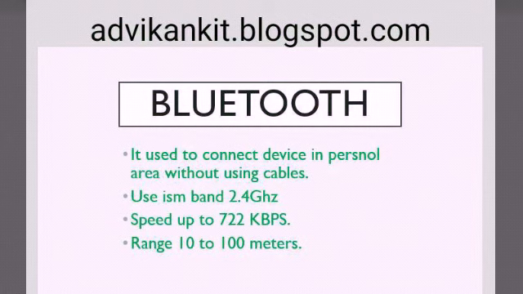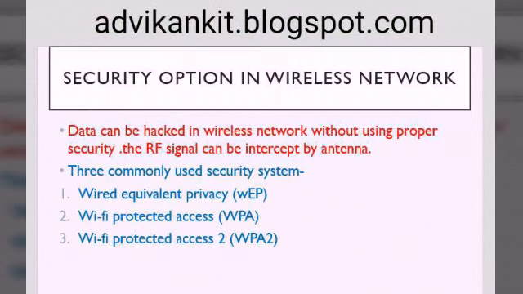Three commonly used security systems are Wired Equivalent Privacy, that is WEP, Wi-Fi Protected Access, that is WPA, and Wi-Fi Protected Access 2, that is WPA2. What is WEP? A security standard released in 1997. The encryption algorithm used in WEP was easily breakable by hackers.